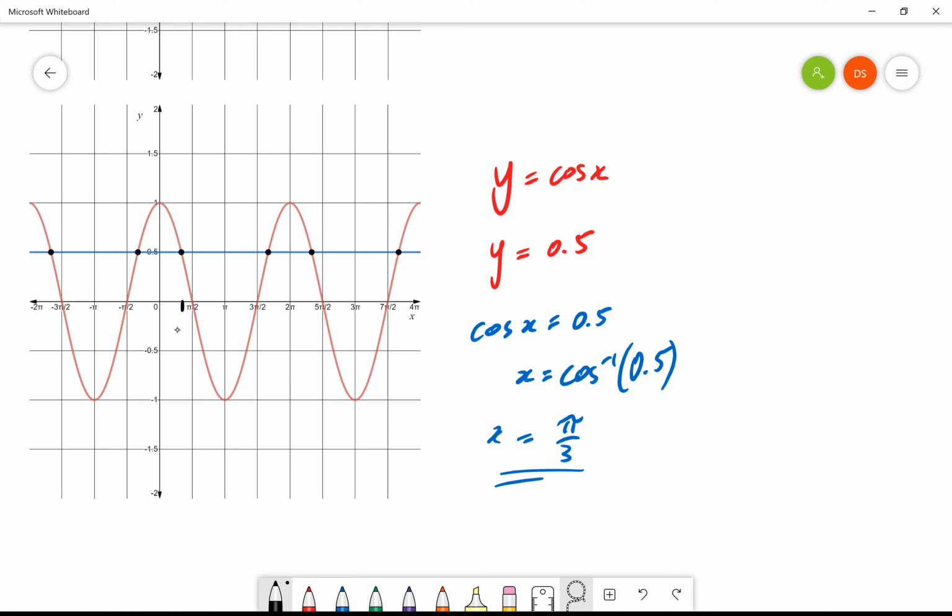So if this is pi on 3, what's the one here? And given that we've got the symmetry in the y, this must be negative pi on 3. And if we go up to 2 pi, it's the same distance from there, the same distance there, same distance there, same distance there.